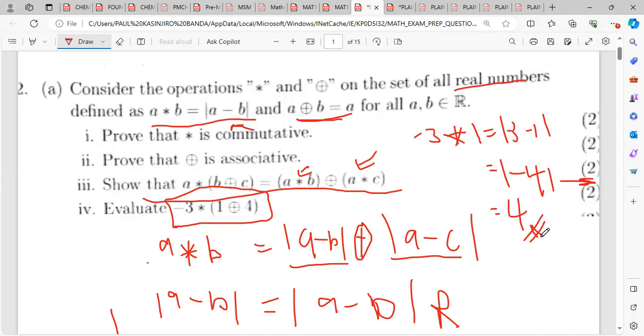Any question on this part before I move to the next question? Okay, no question. I'll move on to the next.